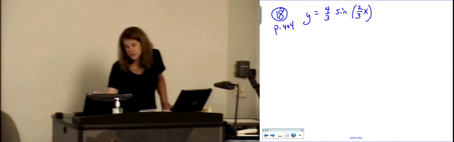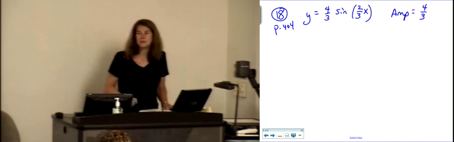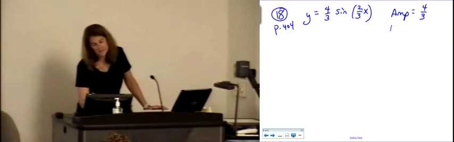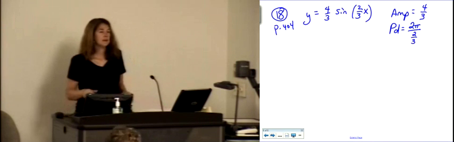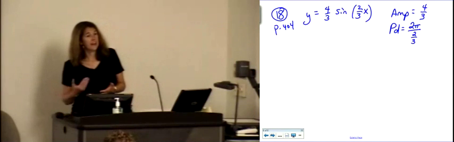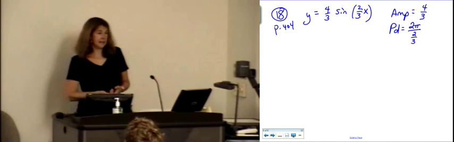All right, so we need to first figure out what's the amplitude. 4/3. See, everybody's got that now. Period is going to be 2 pi over what? 2/3. So let's note here, the amplitude, the a value, and the omega are not the same.